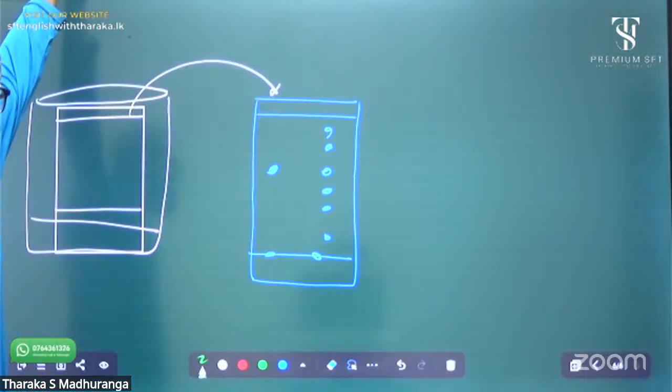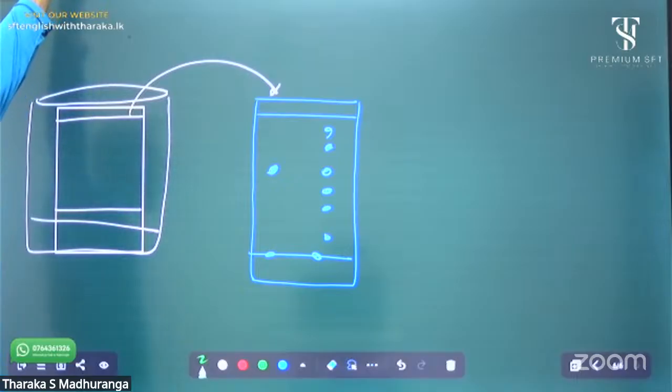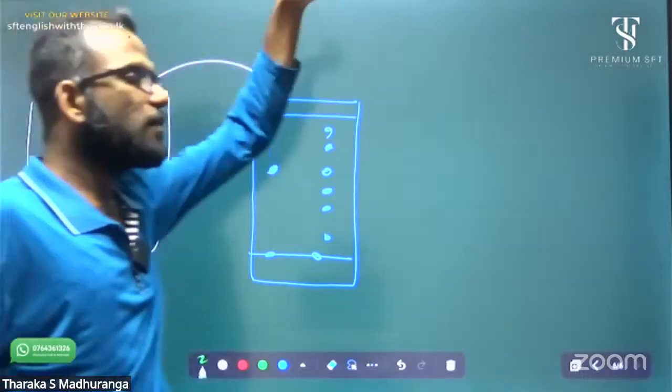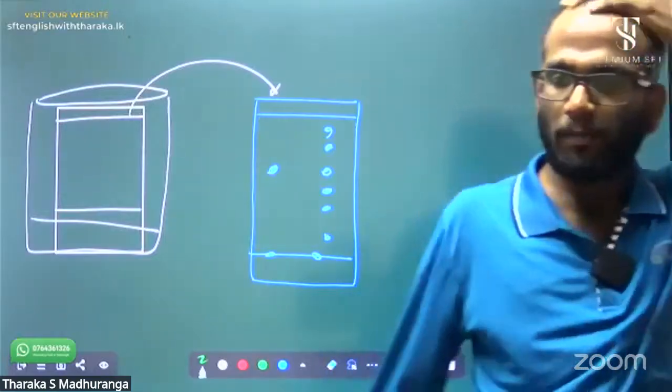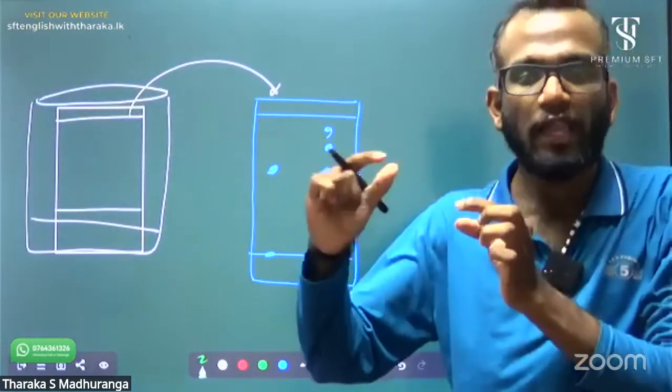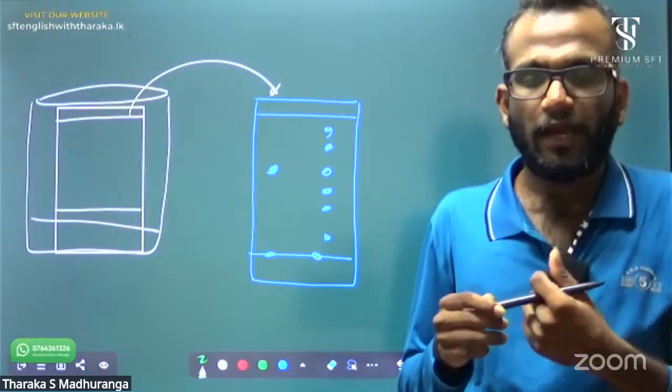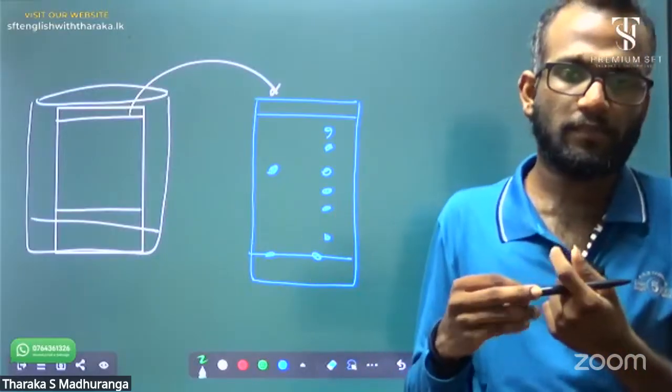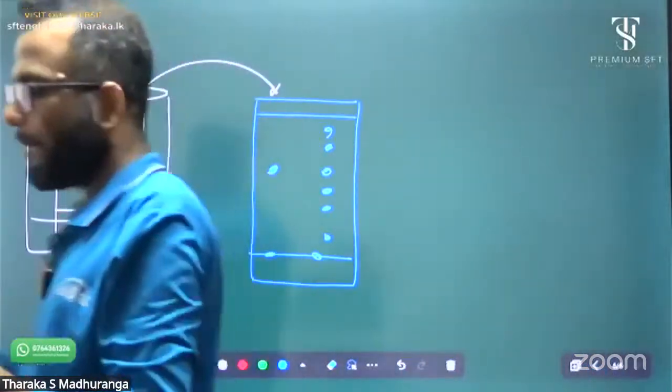It is the most used method. Understood? The only difference is that thin layer chromatography uses a glass plate with a very thin silica or alumina gel layer. All other steps are the same. Understood?